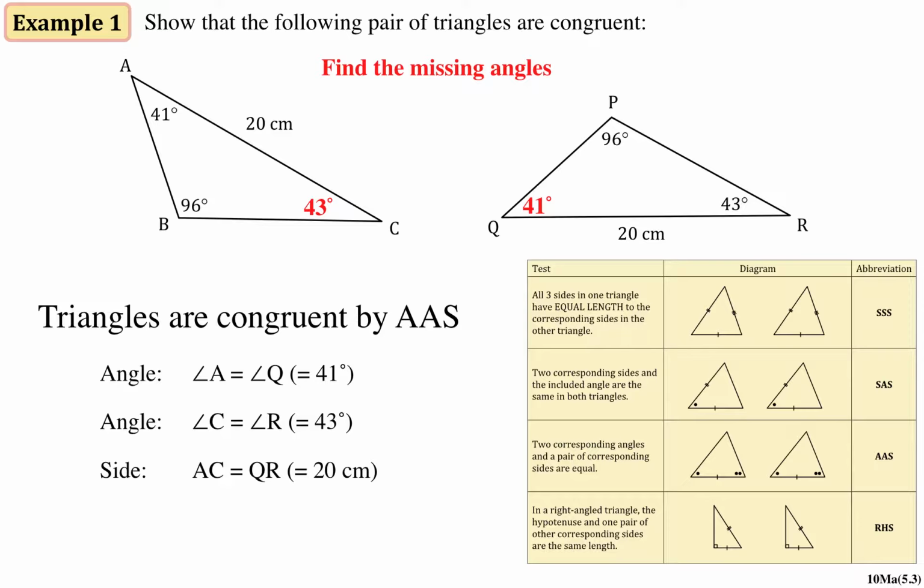I need to also have, if I'm using this third rule, I've matched up two pairs of angles. I need the side that matches up. Well, I can see that there's a side AC that's 20 and a side QR that's 20. So AC equals QR, they're both 20 centimeters. So those two triangles are congruent using the angle-angle side technique. Remember, I didn't have to use the 41 and 43. I could have used 96 and 43 and matched them up, or I could have used 96 and 41 and matched those up. Doesn't matter as long as you're matching two pairs of angles with each other.